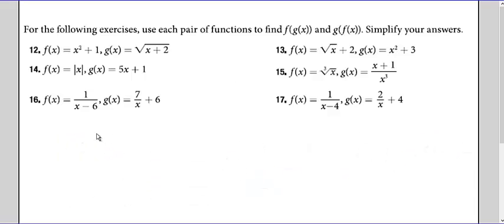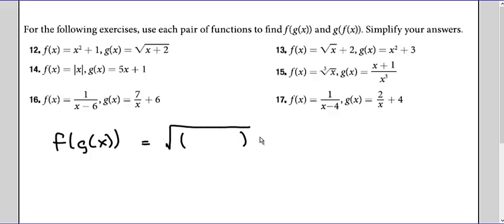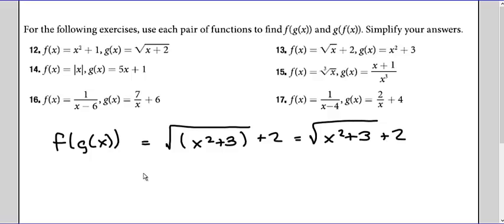Okay, 13. So we have f of g of x. So we take f of x and we put a parenthesis where the x is. So we get the square root of this thing plus 2. The argument is x squared plus 3. Now in this case, there's no simplification that you could do except remove the parentheses.